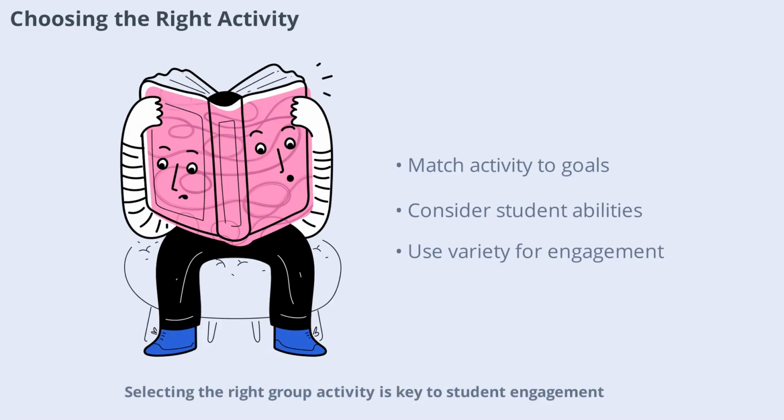Selecting the right group activity is key to student engagement. Consider your objectives, the age and abilities of your students, and the subject matter. Activities can range from problem-solving tasks and debates to creative projects and simulations. The best activities are those that challenge students just enough to keep them interested, but not so much that they become frustrated. Remember, variety is important. Mixing up activity types keeps things fresh and caters to different learning styles.